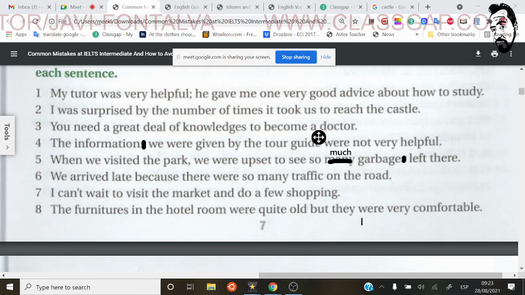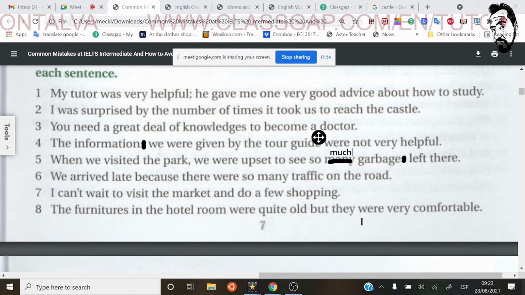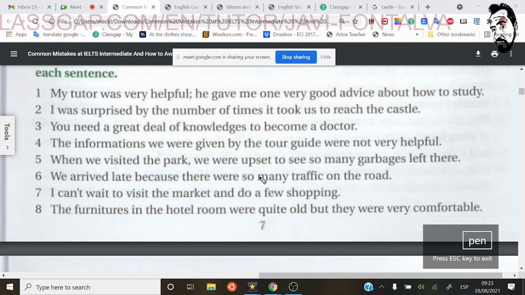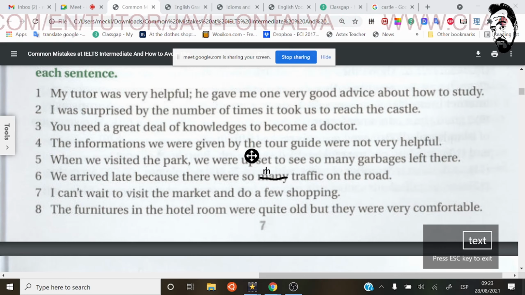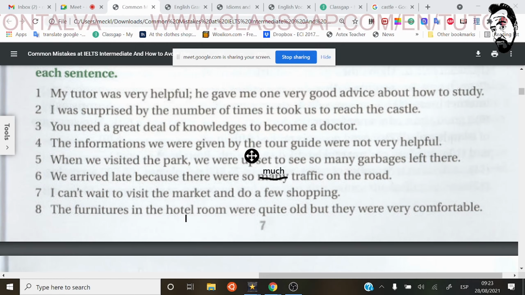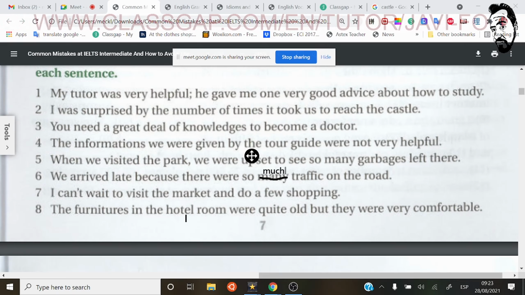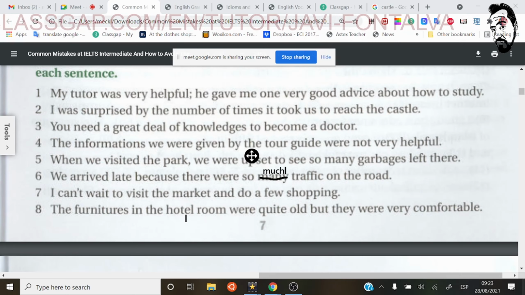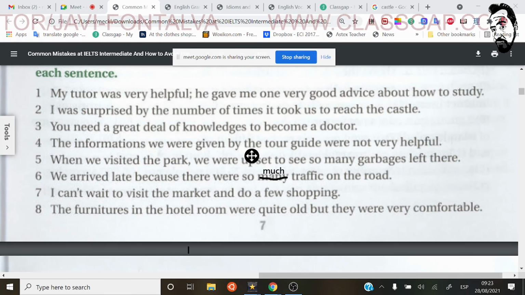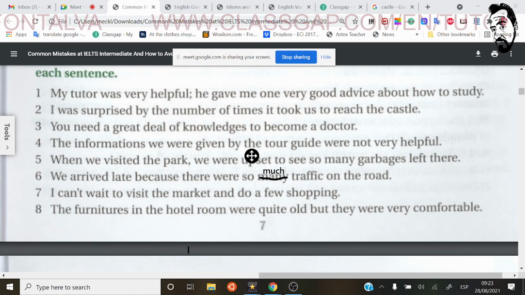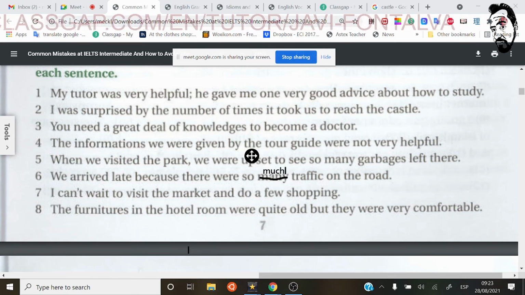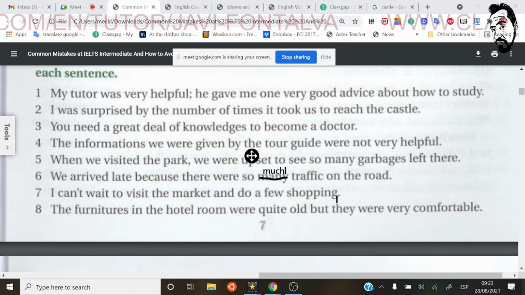I wouldn't say amount of traffic here. I would say much traffic. Yeah? Just much traffic. So you cannot say many. You have to say much traffic, because traffic is uncountable. So much traffic. Okay, so the thing with the expression an amount of is when you want to use like a certain quantity. If you mean like a lot, you could say much. Okay. Number seven. I can't wait to visit the market, and I do many shopping. Okay. What about, is shopping countable or uncountable?